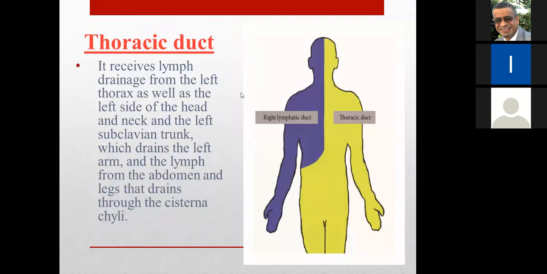It receives lymphatic drainage from the left aspect of the head, the left aspect of the neck, the left arm, and the left chest, and from the cisterna chyli, which drains the abdomen and the legs.